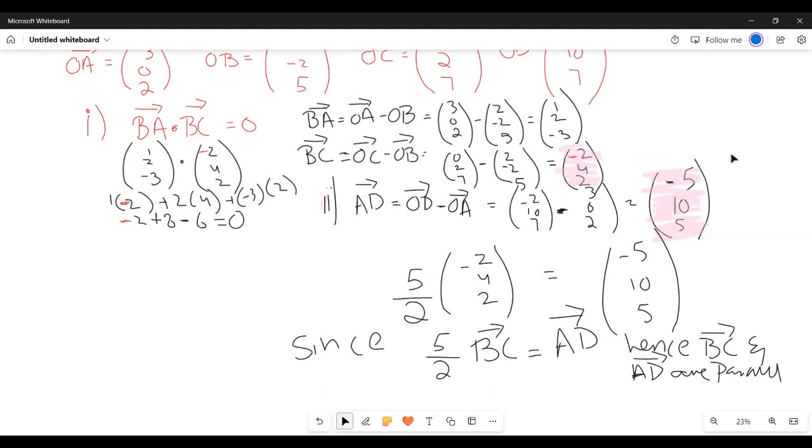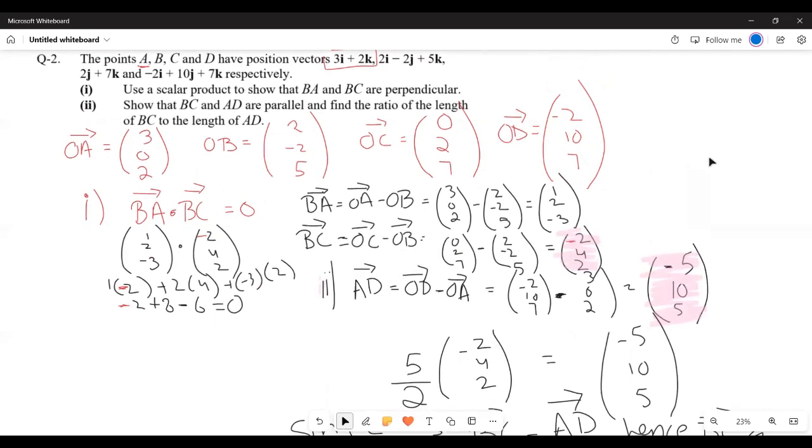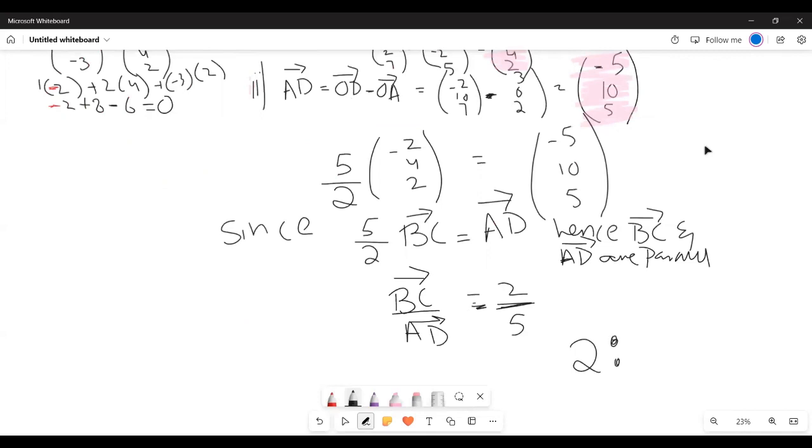Next part is show that BC and AD are parallel, done, and find the ratio of the length of BC to the length of AD. That will follow from this. So BC upon AD is 2/5. So the ratio of their lengths would also be 2/5. The answer is 2:5, the ratio of the length of BC to the length of AD. Let me check the answer. Yes, 2:5 is the answer.